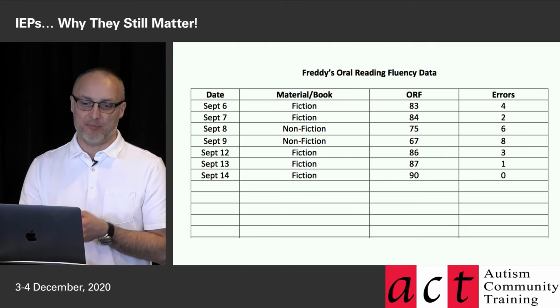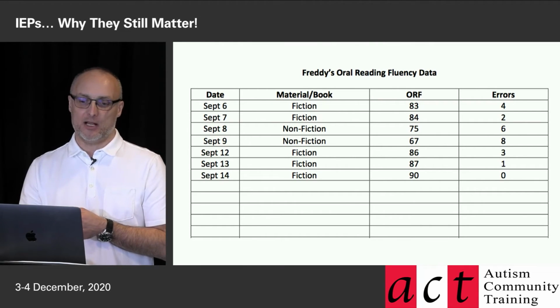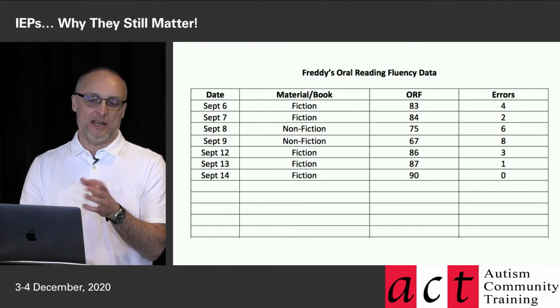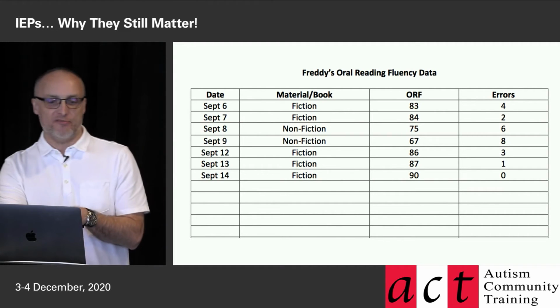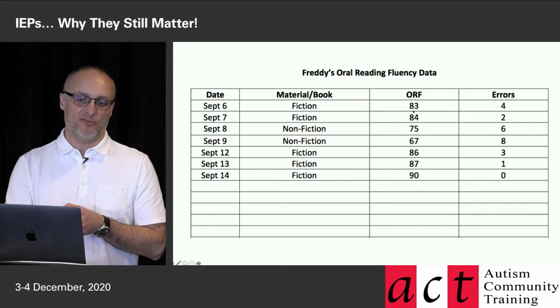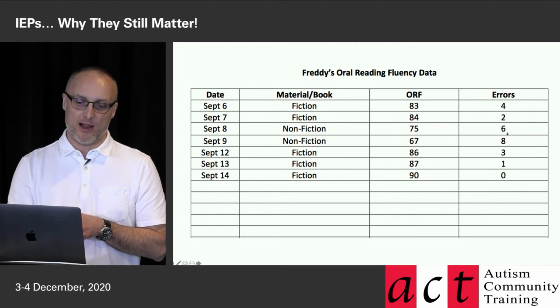And so here's an example of what that looks like, across a couple weeks in September. We can list the books that he's reading. For him, it was important to know whether it was fiction or nonfiction because he had certain preferences. You can see that his oral reading fluency, the number of words correct per minute, is going up. You can see that his error rate was unacceptably high, 6, 8, but then is coming down.